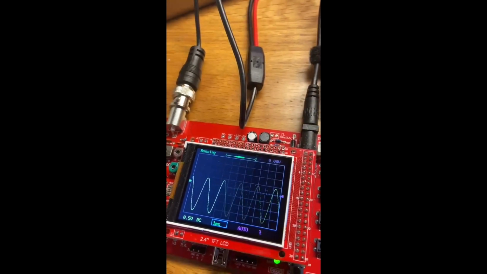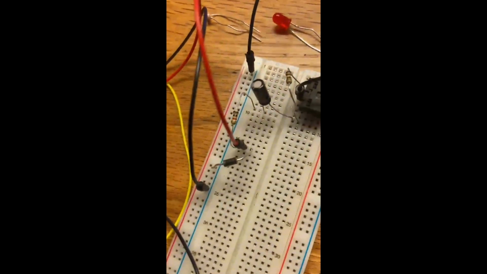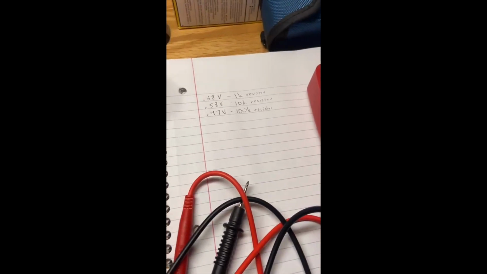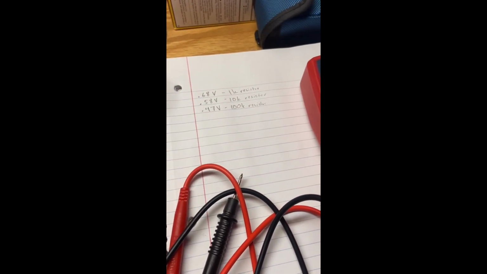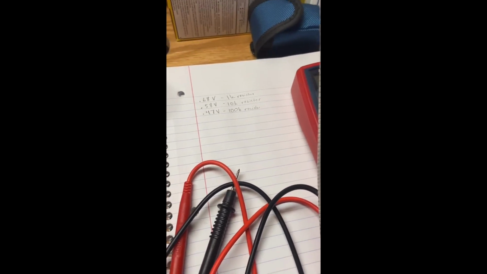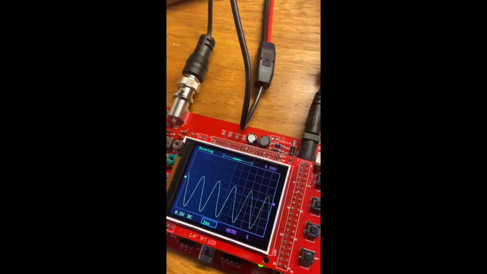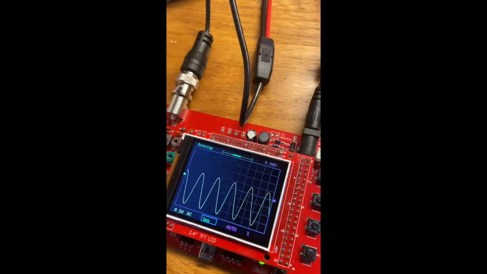And that makes sense with the circuit we made with the diode, because here I'm using a 1K resistor from the diode. And so if I'm using a 1K resistor, only 0.68 volts should be able to get through the positive side of the sine wave. And so 0.5 is a little less, but pretty much the same.